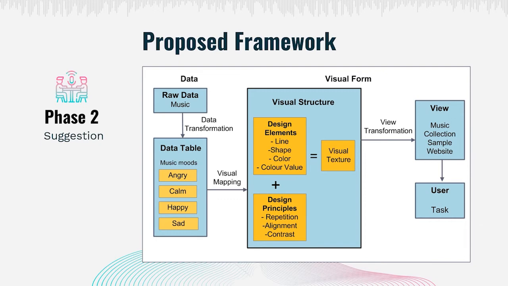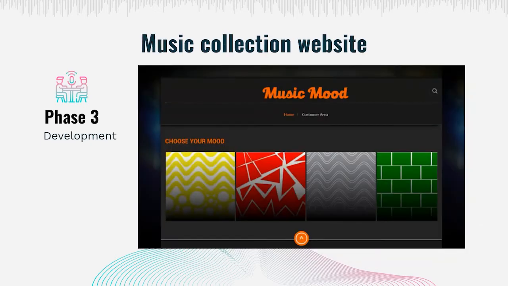Next, move to phase 3. The visual textures that were designed were applied in the music collection website. We represent 4 types of mood using 4 different images of visual texture. Once the participant clicks on any of the visual textures, they will get a list of song suggestions according to the mood.